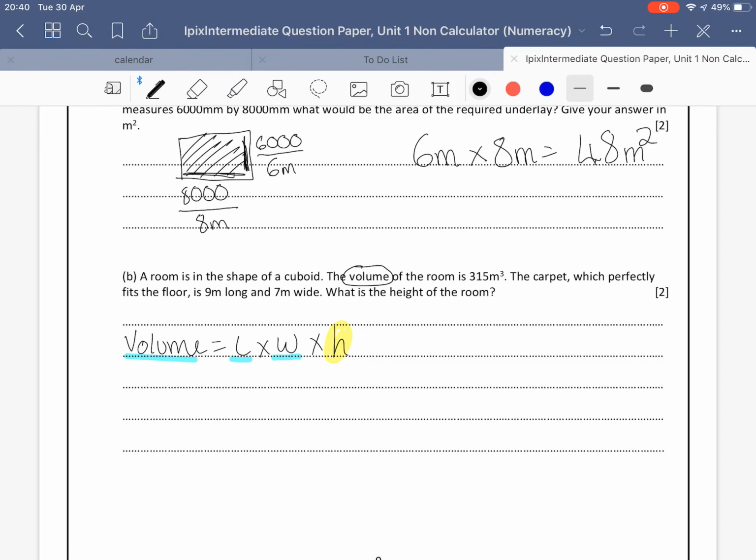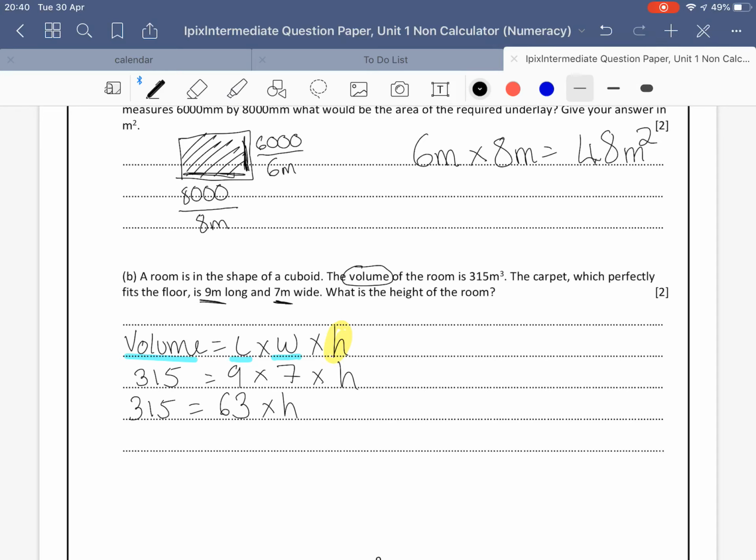So if the volume is 315, they've told you the length is 9, and the width is 7. So I can just substitute that into my formula, because I know volume is each side times another side. So I know that 315 is 9 times 7 times the height. You can do this a number of ways now. You can either take 315 divided by 9 and then divide it by 7, or I'm just going to do it a little bit easier way for myself, which is 9 times 7 is 63 times the height. I'm just going to do 315 divided by 63.